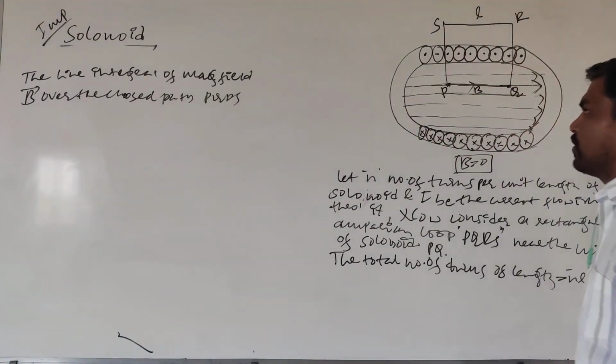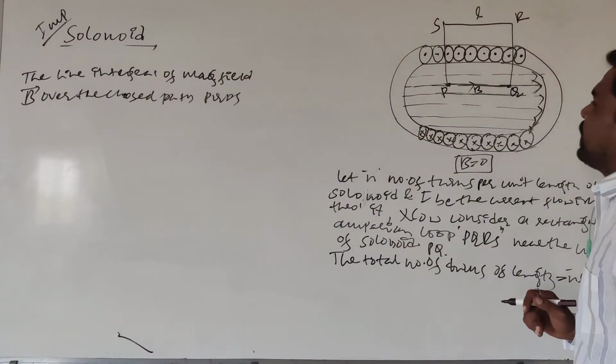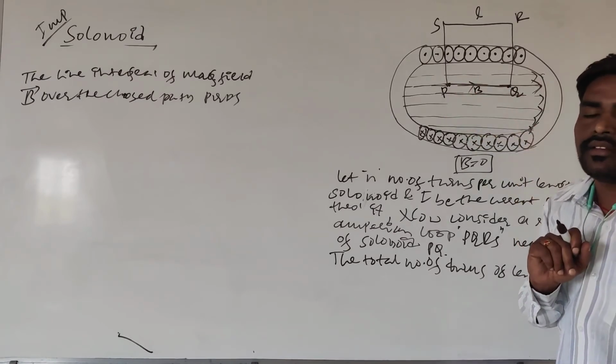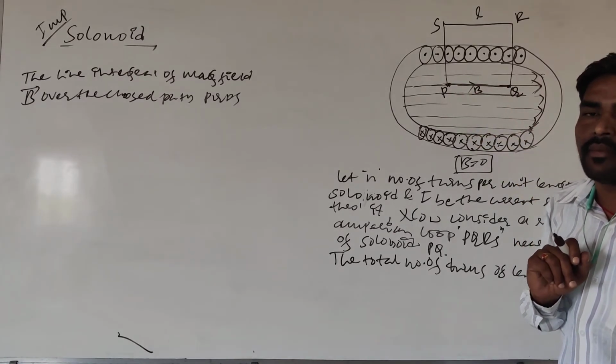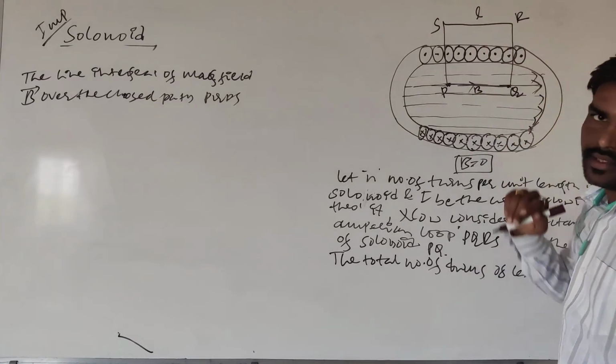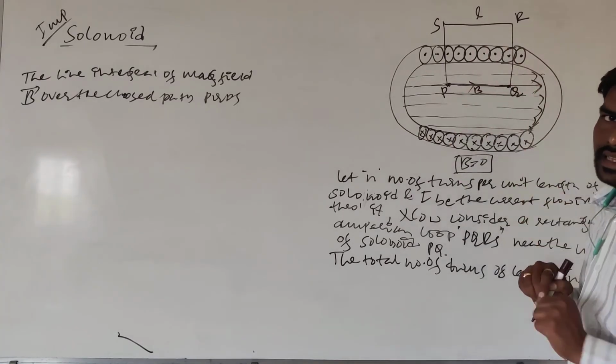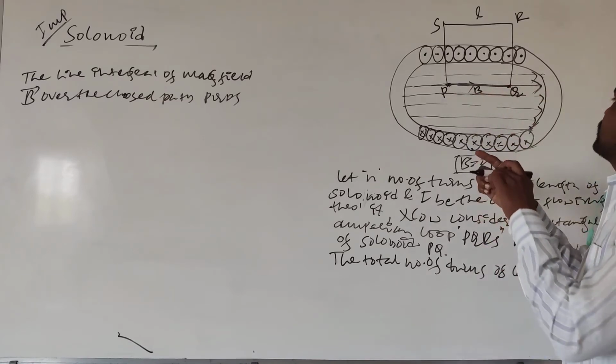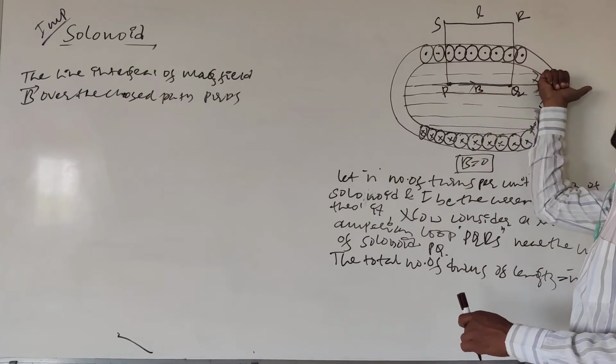PQRS. Right. Very important here. Now I have considered an Amperian loop. That is PQRS, a rectangular Amperian loop PQRS. Right? It is having length L. The direction of magnetic field is in this direction.